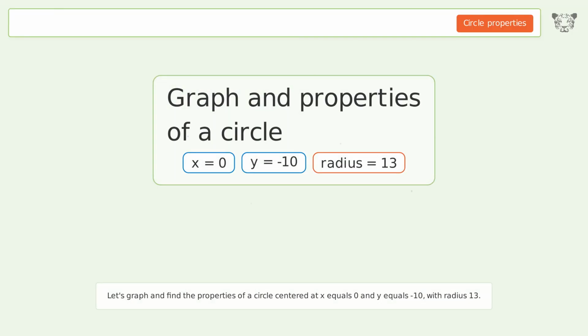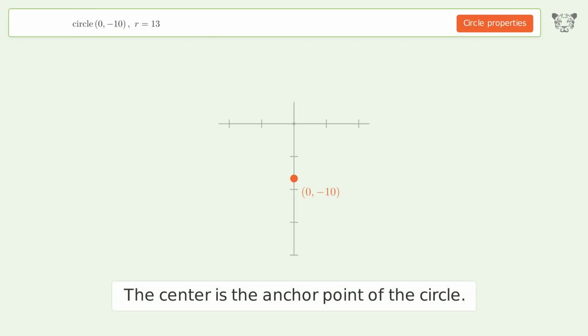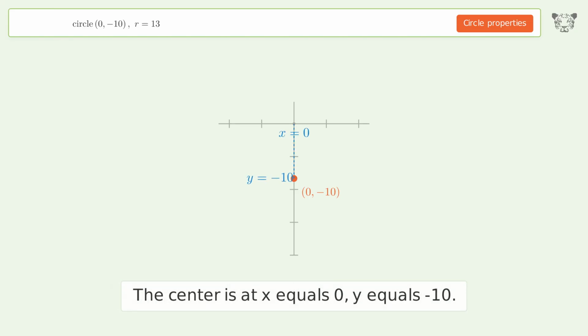Let's graph and find the properties of a circle centered at x equals 0 and y equals -10, with radius 13. The center is the anchor point of the circle. The center is at x equals 0, y equals -10.